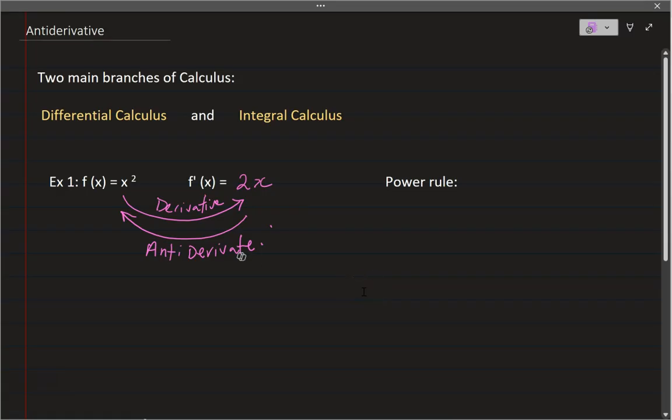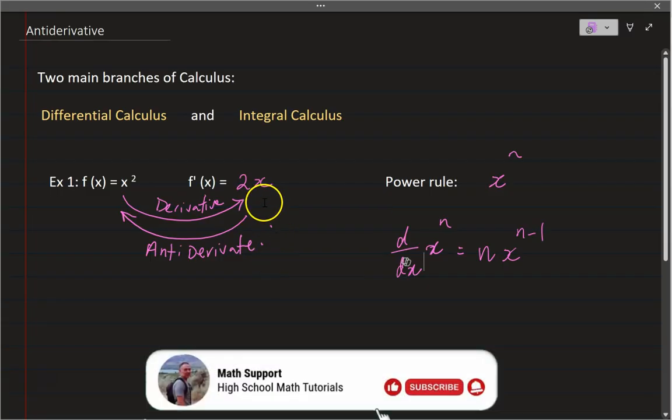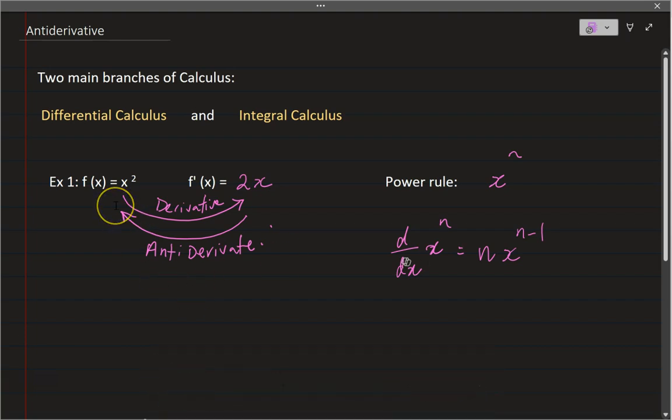And we are using the power rule. Basically, if you have x to the n, differentiating d/dx of x to the n is equal to n times x to the n minus 1. So this is the power rule that we are using. Okay, so it's very simple. Now, if we say what is the antiderivative of 2x, what it means is that we want to get the original function back. Okay, that's what it means by antiderivative. It's just undoing the original derivative.